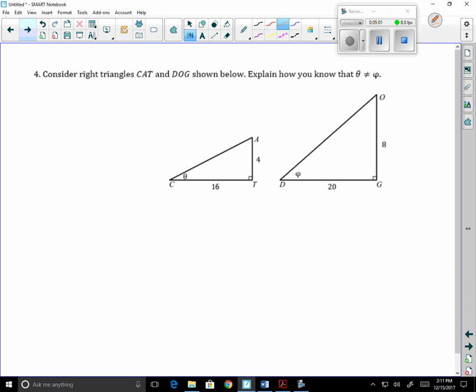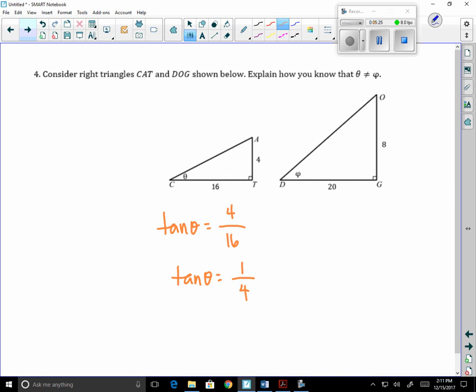Number 4 gives us these two triangles. It says, consider the two triangles and explain why the two angles are not congruent. Well, the tangent of theta can be found. That's 4 over 16. So the tangent of theta is equal to 1 over 4.